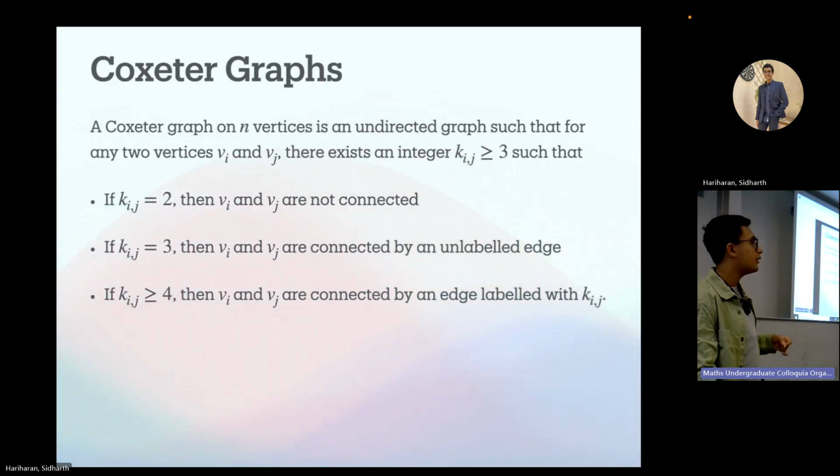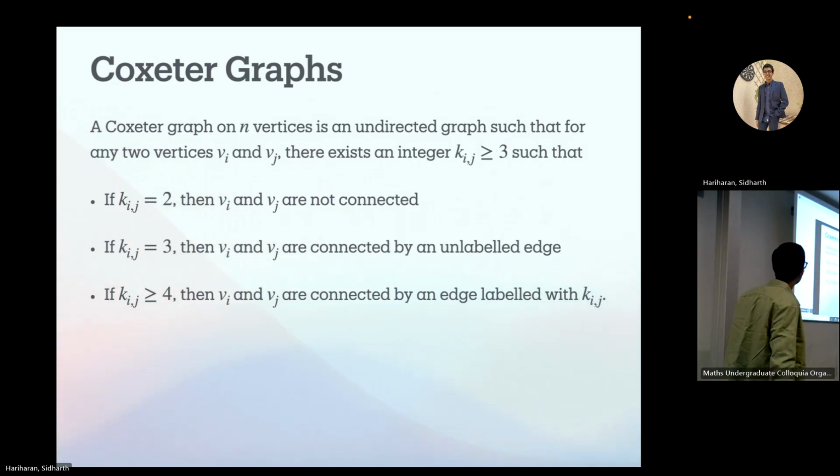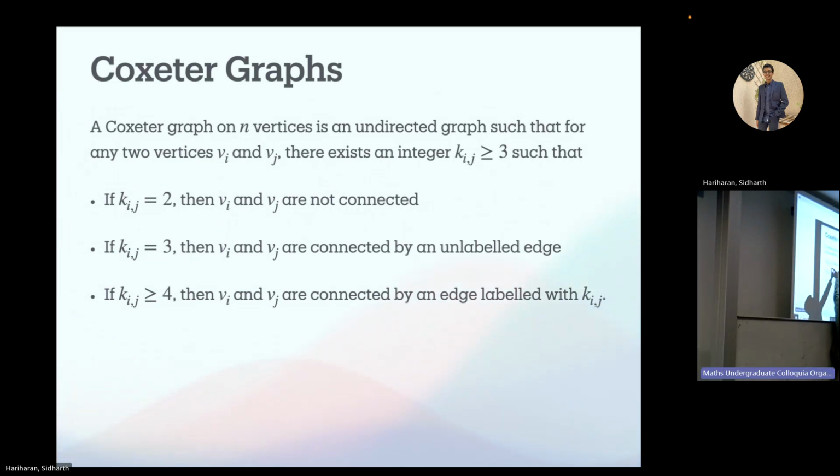So I think there was a question. Is it the type of Aij small? Yeah, okay. The point is that when Kij is 2, these edges are not there.